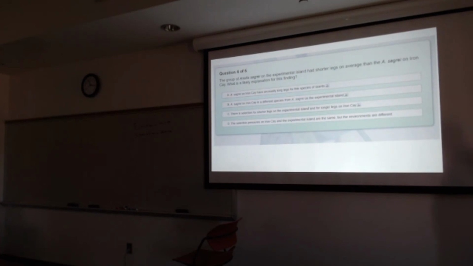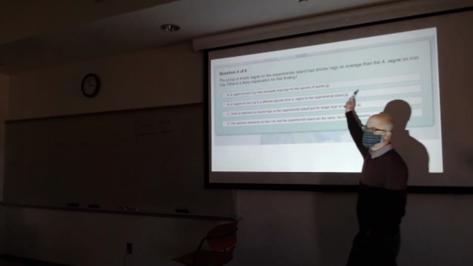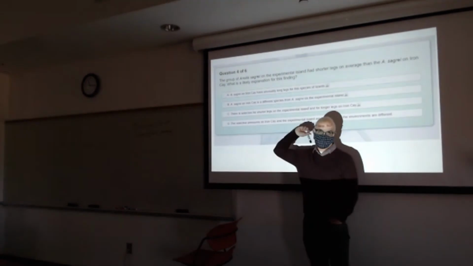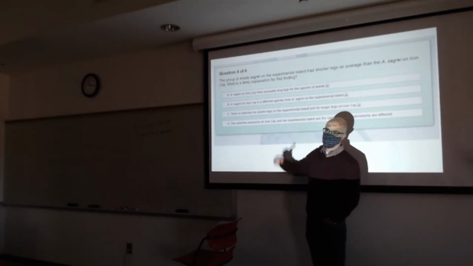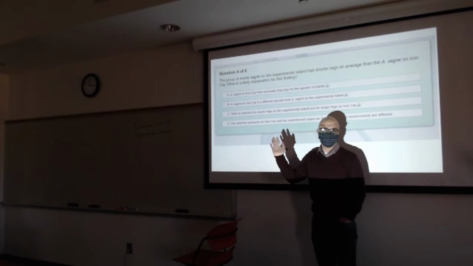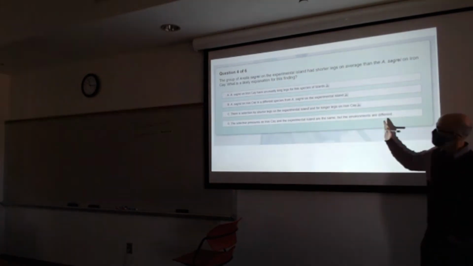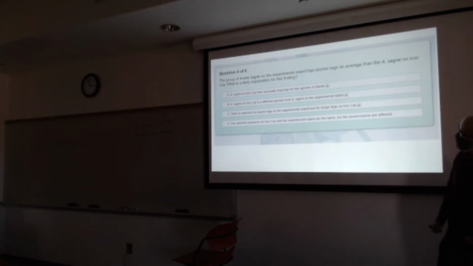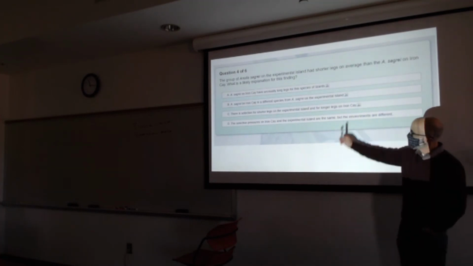B, again, that's the one you can always, every multiple choice test you take, look for answers like B that are just totally out of left field, cross them off, right? C, selection for shorter leg on the experimental island and for longer legs on Iron K. What do you think about this one?